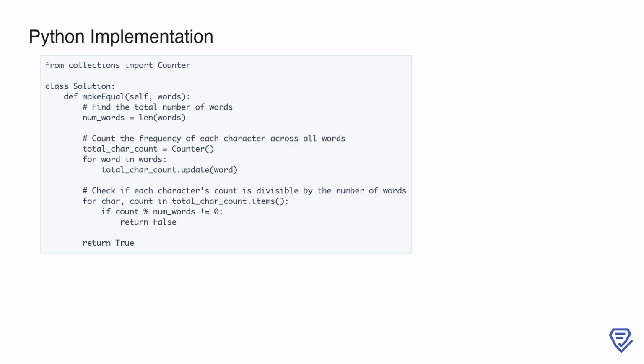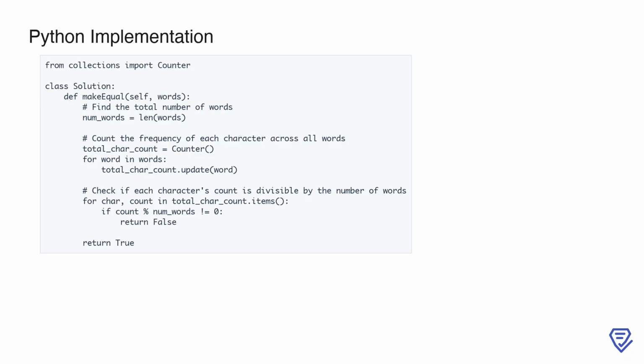1. Determine the total number of words. The length of the words list is stored in number_words. This value is essential for verifying whether the total counts of each character are evenly divisible by this number. 2. Count character frequencies. A Counter object, total_char_count, is used to aggregate the frequencies of all characters across the input strings. Each word is processed, and its characters are added to the cumulative count using the update method.